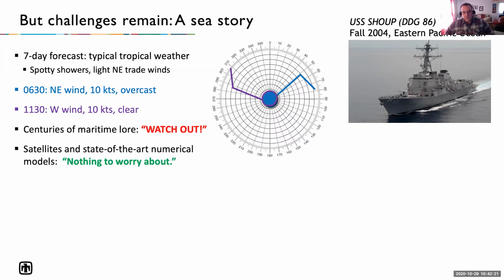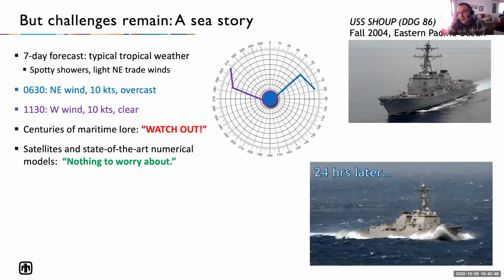So, you know, we do what we have to do. We called the captain and the captain said, get on the satellite phone and call the weather center. The Navy actually calls them weather guessers. But we called the weather center and they looked at the satellites that were up to date for the last half hour. They looked at the model, which was up to date to the last 3 hours. And they said, nothing to worry about, stay on your mission. Sure enough, 24 hours later, we were dodging a hurricane.